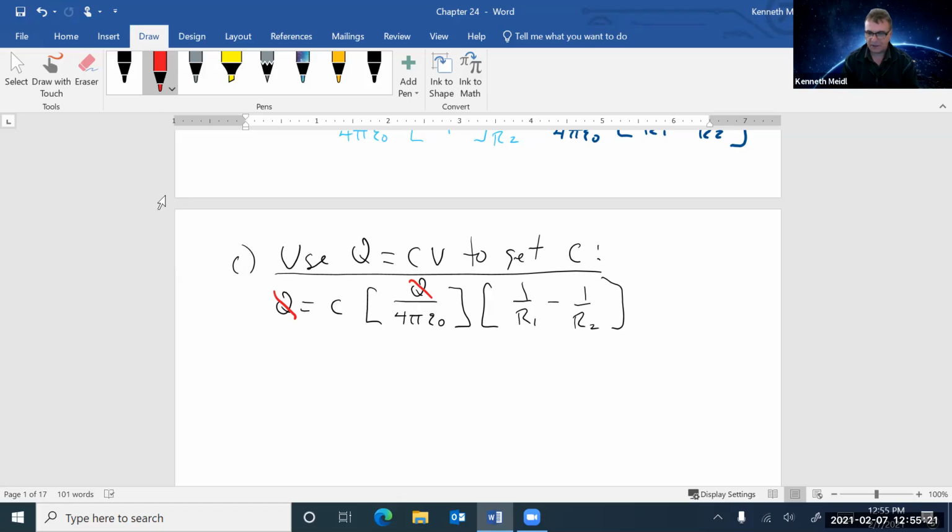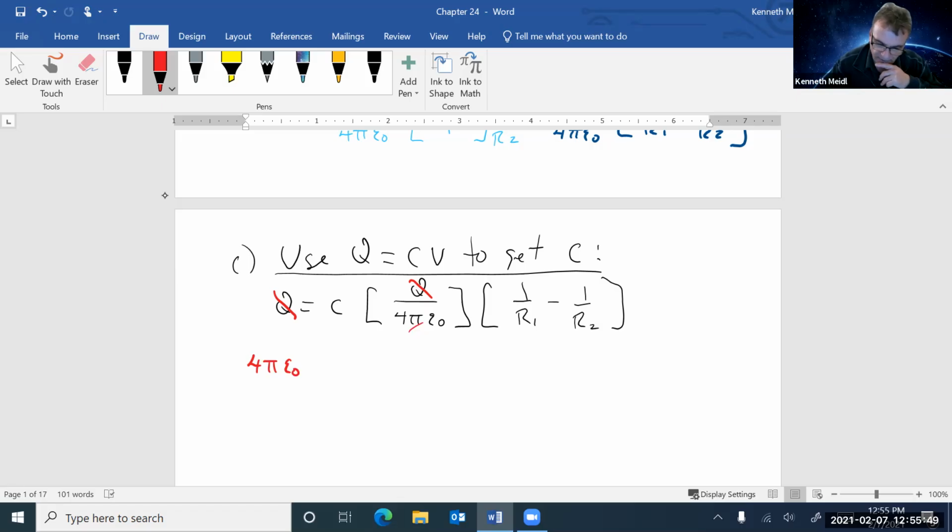And if these are spheres, I think the radii are the only important thing, right? And so I think I see both of those radii sitting right here. So this comes out very, very nicely. So I'm going to multiply both sides here by 4 times pi times epsilon 0. I'll multiply both sides by this, because that will then cancel that.